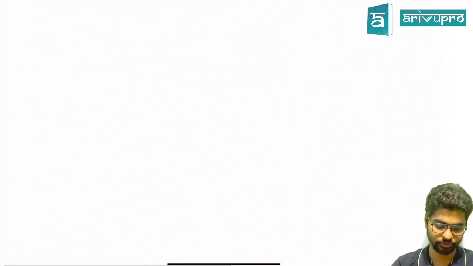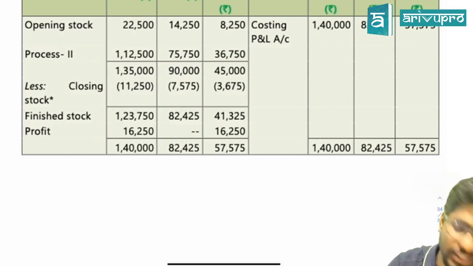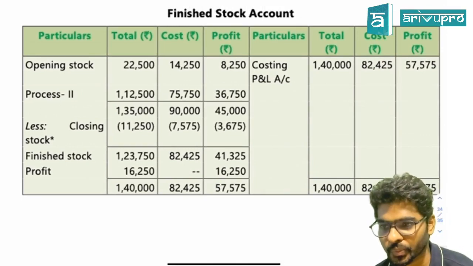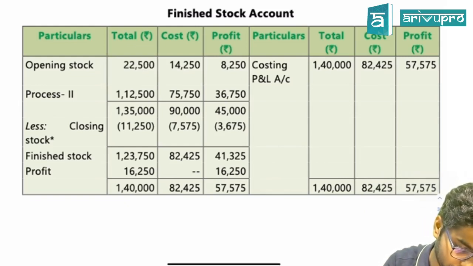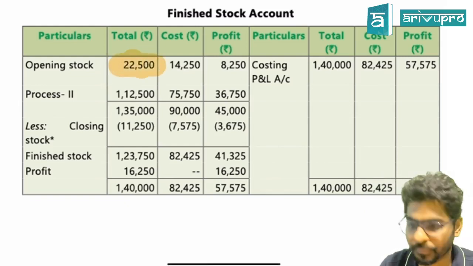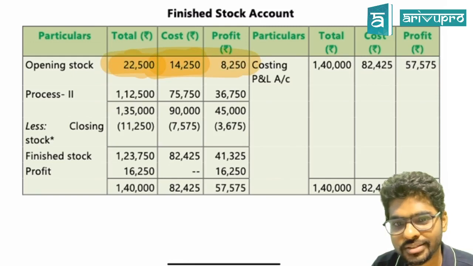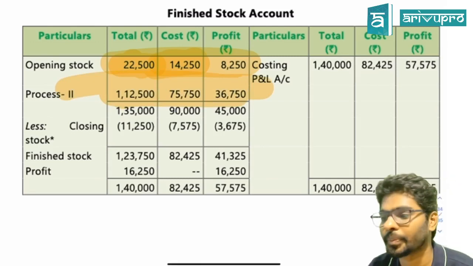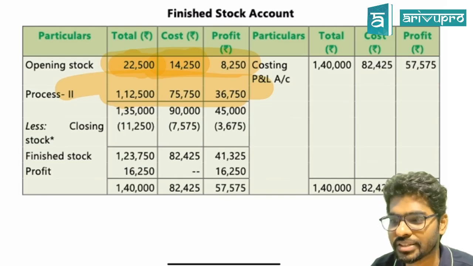$8250. So now look into it. Guys, I want you to just observe this carefully because there is some bit of challenge which I am going to be having now. I have an opening stock which is 22,500, 11,250, 8250, right? No problem with this. This is again not a problem because this is coming from the previous process.